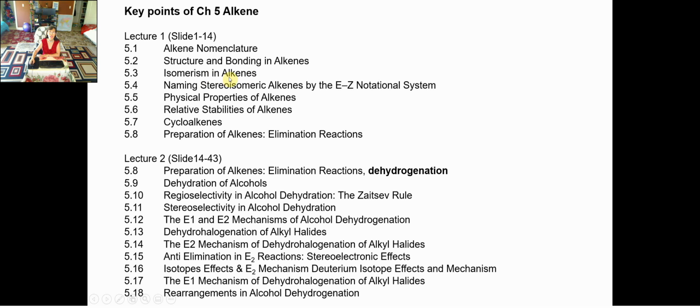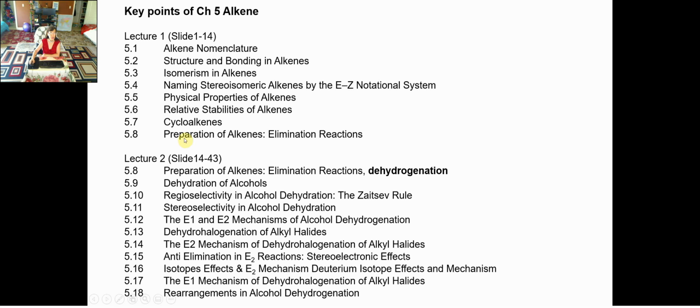And then we are going to study the different isomers in the alkene. In this case, it involves constitutional isomers and also stereoisomers. How do we name the stereoisomeric alkene? By using the EZ notational system. And then we move on to the physical properties of alkene and the relative stability of the alkene. Also, the cycloalkene is another topic. Cycloalkene and alkene, you can name them essentially the same way as you name your alkane. You simply change the A and E from your alkane into E and E for your alkene.